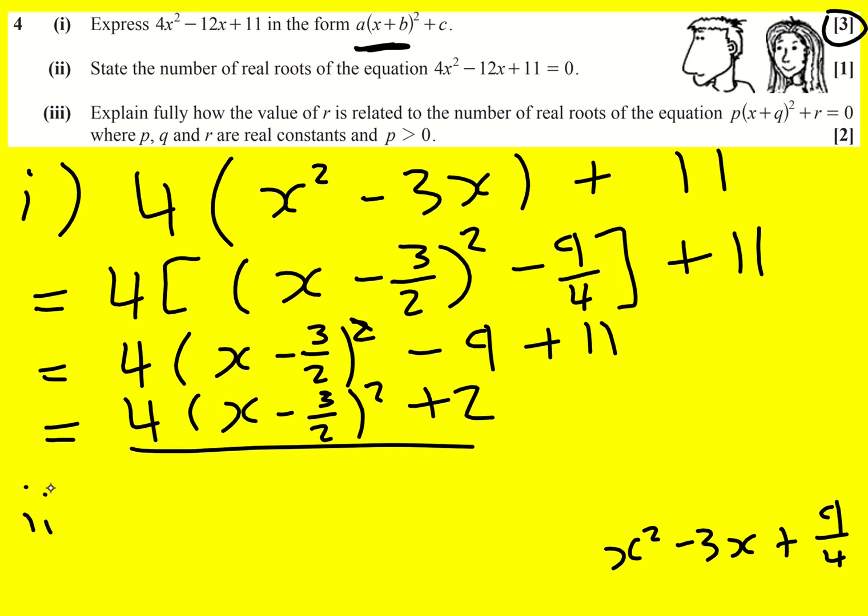Part 2, only 1 mark. State the number of real roots of the equation that we've just basically completed the square for. And we can see that because this is always greater than 0, it doesn't have any roots. This graph, if we plotted it, would be above the x-axis. So we can say that there are 0 real roots.